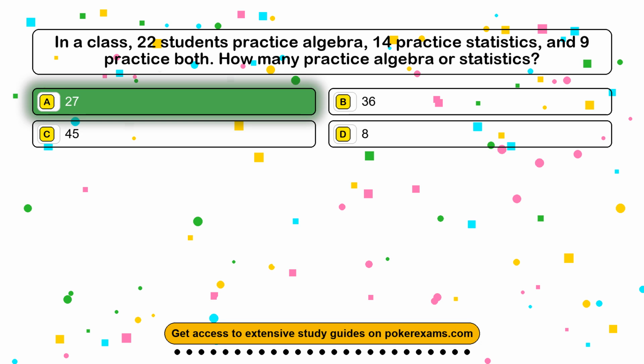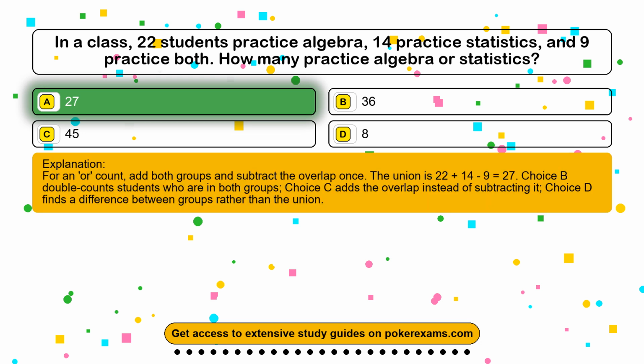The correct answer is option A, 27. For an OR count, add both groups and subtract the overlap once. The union is 22 plus 14 minus 9 equals 27. Choice B double-counts students who are in both groups, Choice C adds the overlap instead of subtracting it, Choice D finds a difference between groups rather than the union.